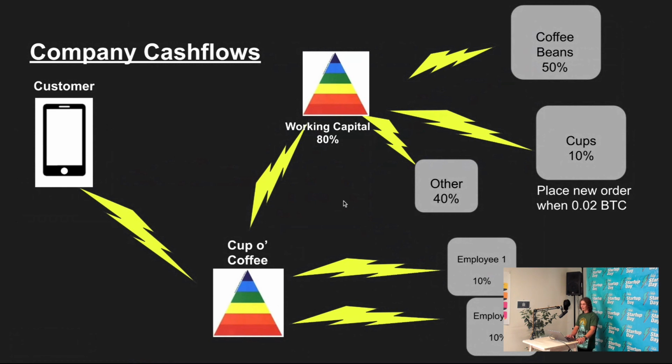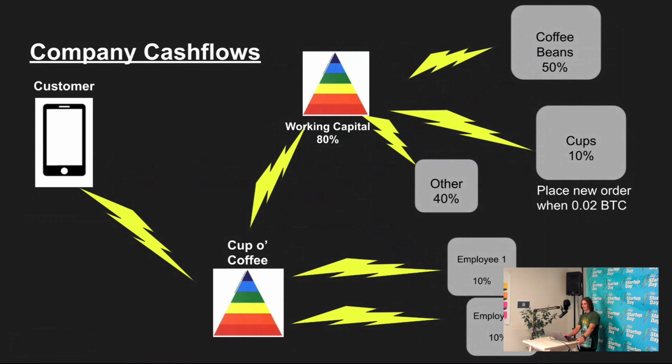The remaining 80% split could go to their working capital, and this can be a second prism which could pay for coffee beans, cups. If we put in a threshold property, then you could say we'll place an order for cups once this 0.02 Bitcoin threshold has been met, and that would then pay out to a third prism, which would be paying for cups.